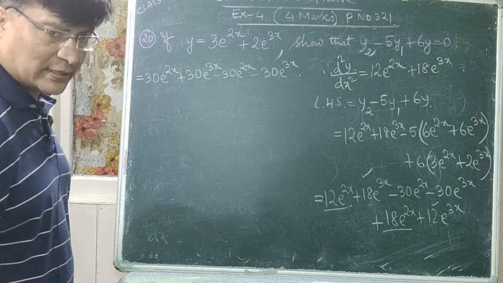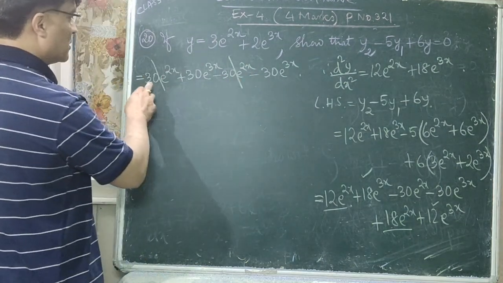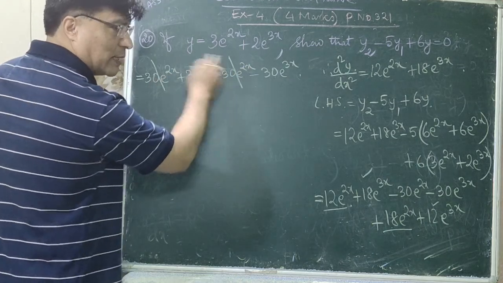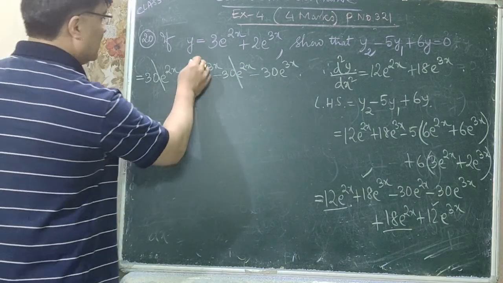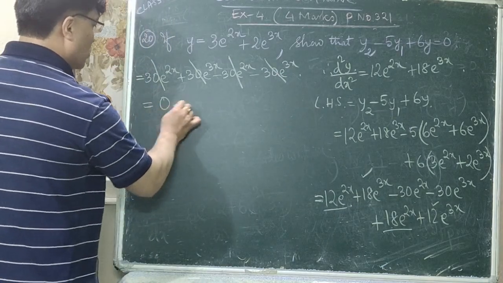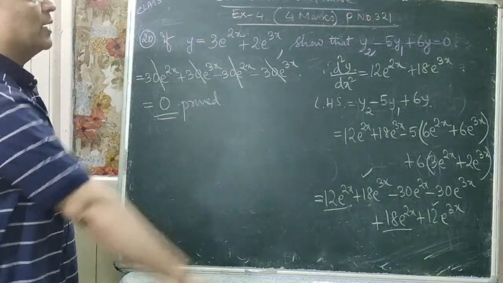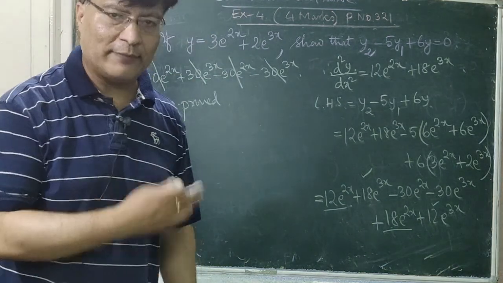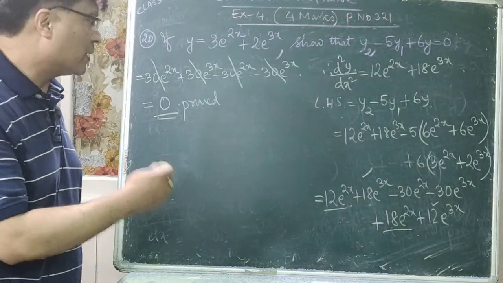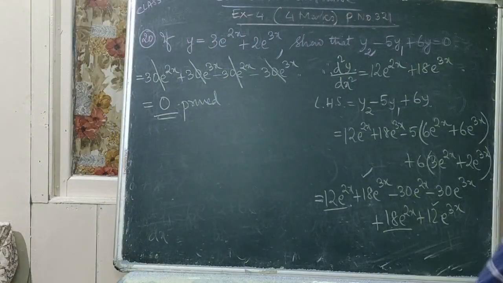So we have simplified it. Now we can cancel the plus and minus. 30 e to the power 2x minus 30 e to the power 2x can be cancelled, and then 30 e to the power 3x minus 30 e to the power 3x can be cancelled, which is equal to 0. So it is equal to your right hand side. So we have proved it. You can copy it. Now we'll do the next question.